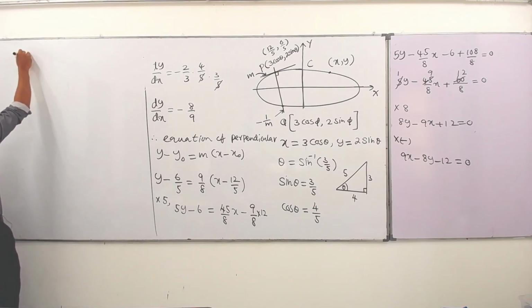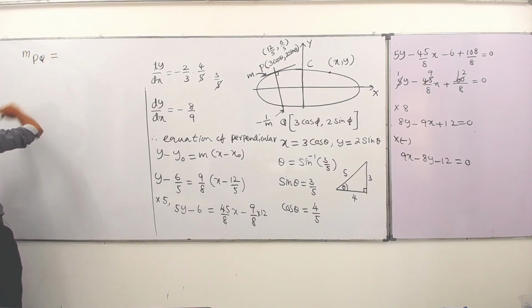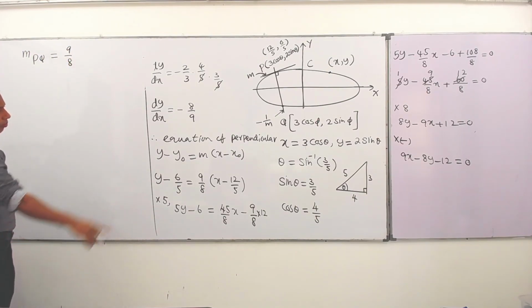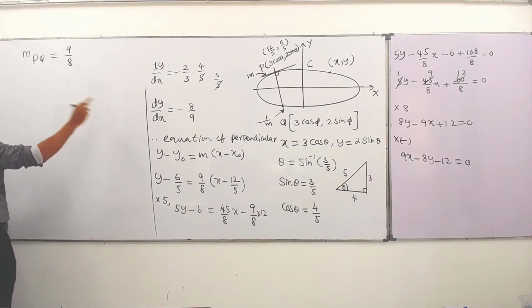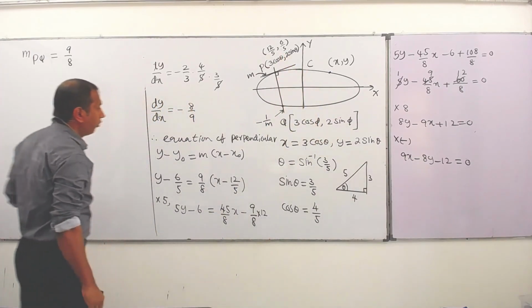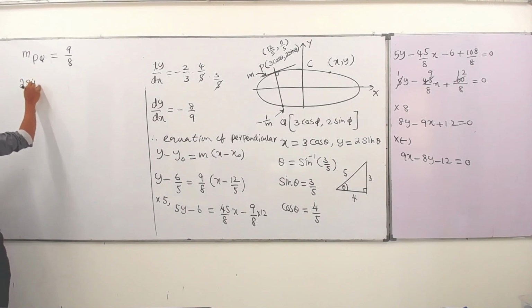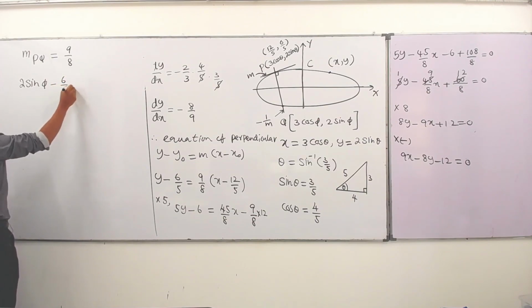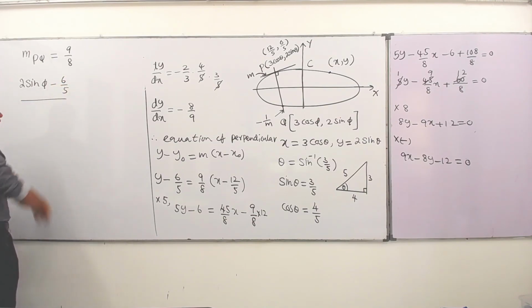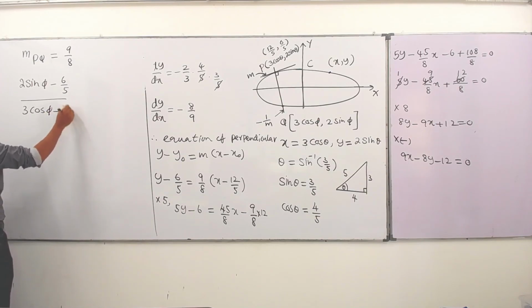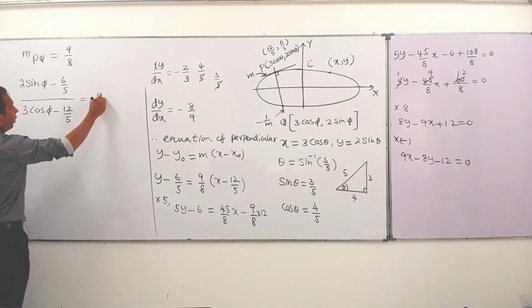Right. Gradient of PQ is 9/8. For the gradient of PQ, we can write the difference of y coordinates, this minus this: 2 sin phi minus 6 by 5, divided by the difference of x coordinates, 3 plus 5 minus 12 by 5, equals 9 by 8.